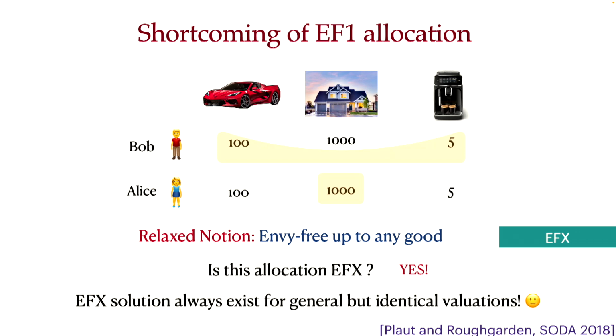So, for general, when I say general I am talking about monotone only, because that is the common assumption in fair allocation, but identical valuations. General meaning it is not additive, right. So it is monotone, but identical meaning everybody values every bundle equally. This need not be additive, this is monotone. This is same for all agents, but it is monotone.